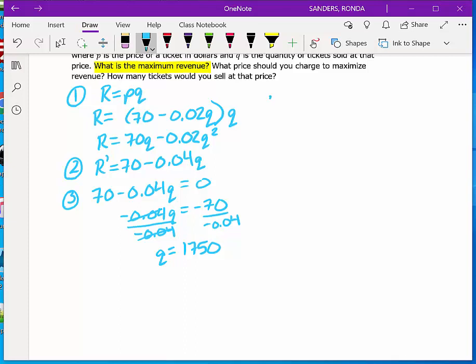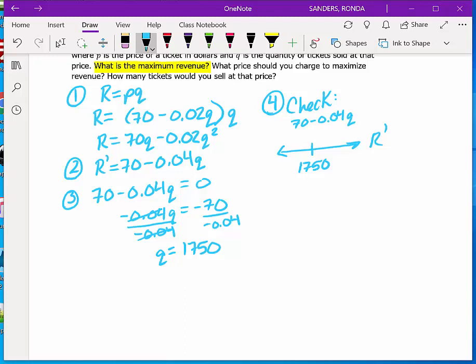Step 4, we still need to check and make sure that this critical point is the location of a maximum. Because we only have one critical point, we can use the first derivative test. Remember to label your number line as R prime. We will be plugging into 70 minus 0.04 times Q.